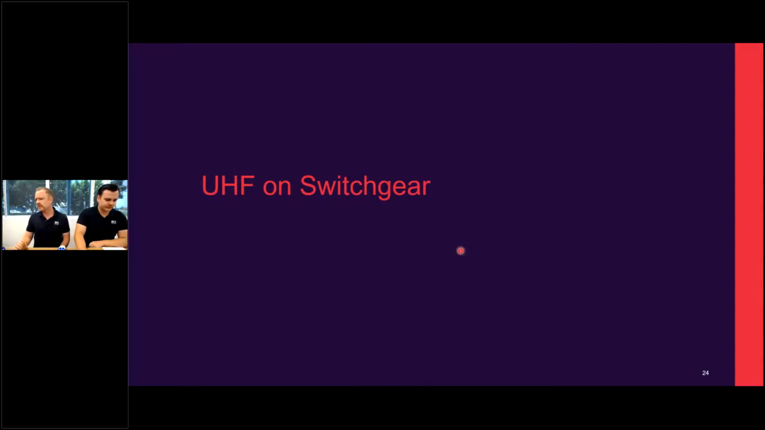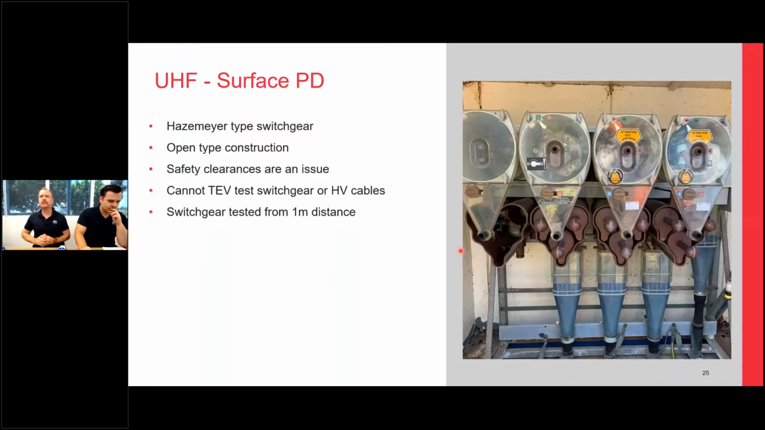Okay, we've got one last case study here, and this is UHF signals on switchgear. So this one here is a ring main unit. This is a very old ring main unit made by a company called Hazelmeyer many years ago, and it's an open type construction where you can sort of see where all the cables are, you can see where all the high voltage fuses plug in, and you can see all your switchgear, and it's quite open.